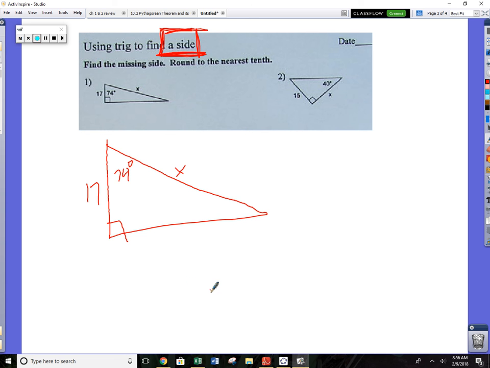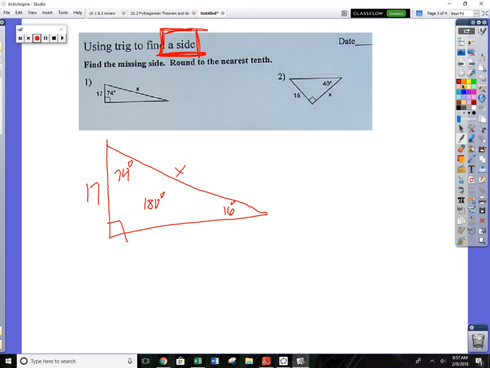Now, here's what we know. Every triangle has 180 degrees. So if I'm using 90 right here, these two acute angles have to add up to 90 also, because 90 and 90 is 180. So if this guy's 74, this guy's got to be, what? 16? And if we find this side, then you could do Pythagorean's theorem and find the base. But that's what we're getting to. So here we go. They want you to find the hypotenuse.